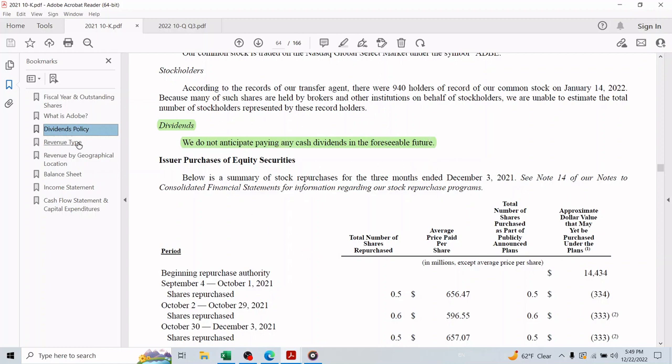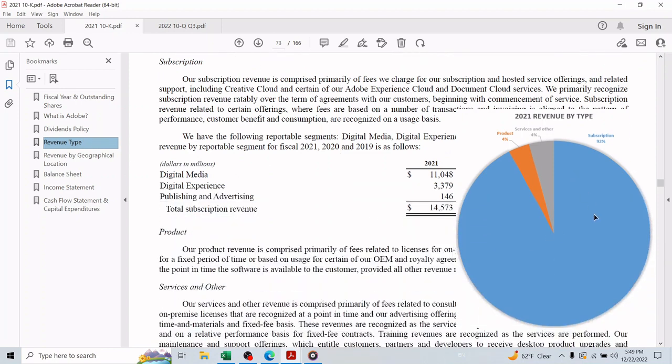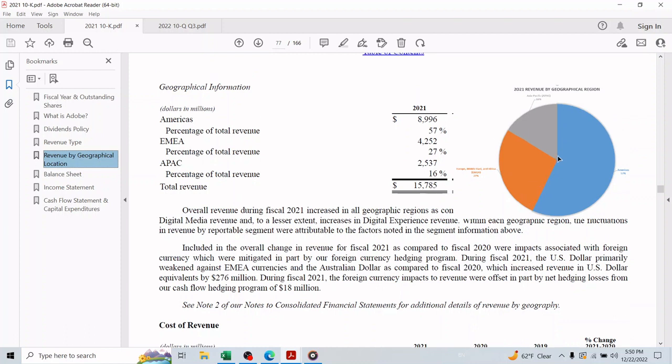When we look at last year's revenue, we can see that it's made up of 92% subscription revenue, 4% product revenue, and 4% services and others. This is a graph I added to visually show the revenue types and amounts in 2021. Also, it seems that the Americas market is the company's largest market, then Europe, Middle East, and Africa are next, while Asia and the Pacific market is Adobe's smallest market.